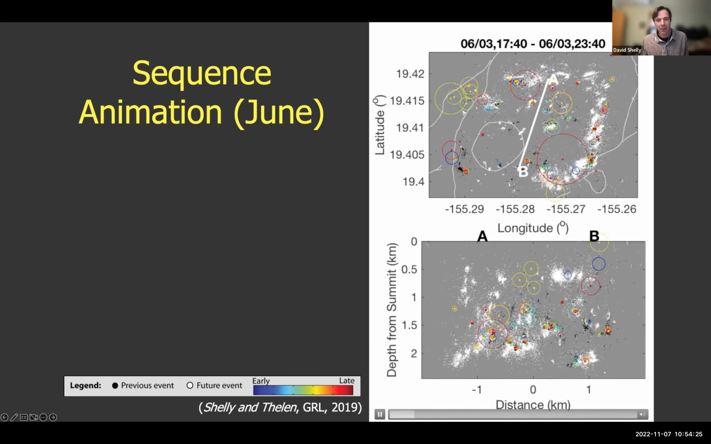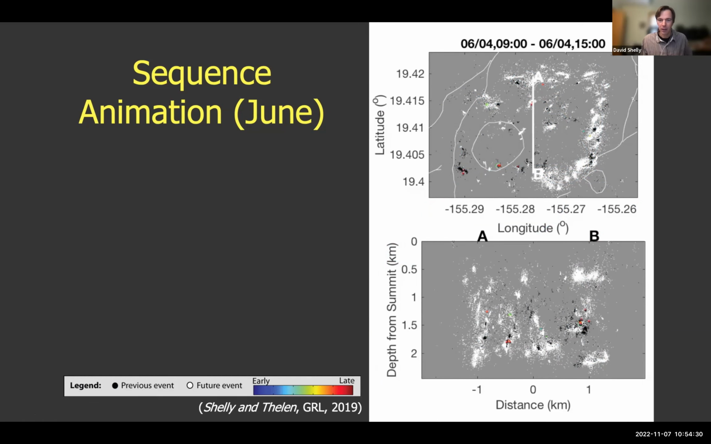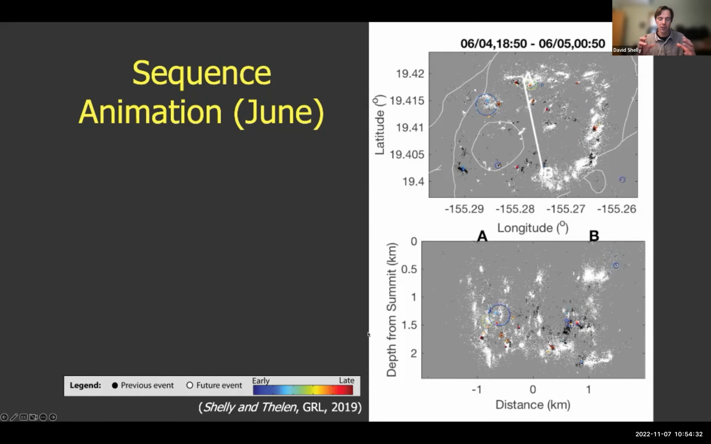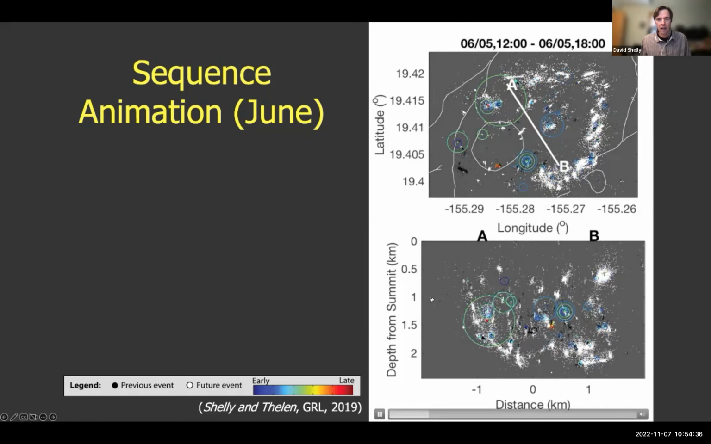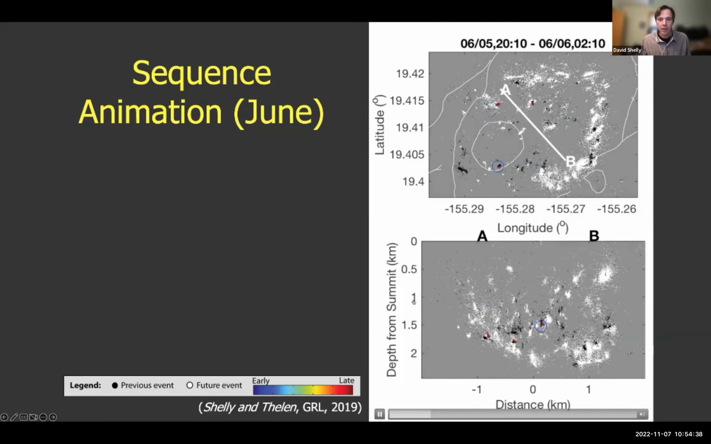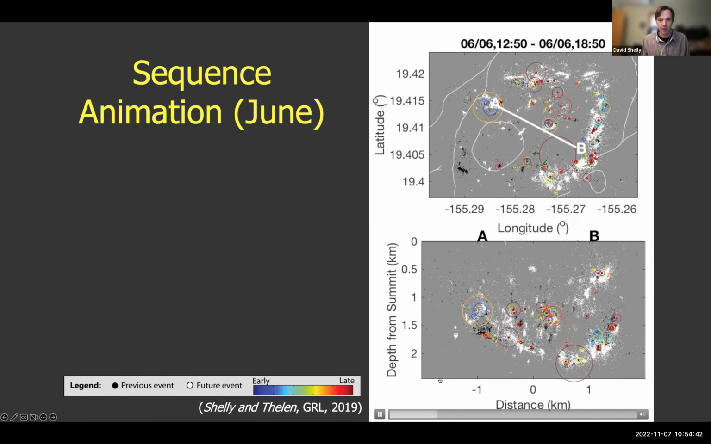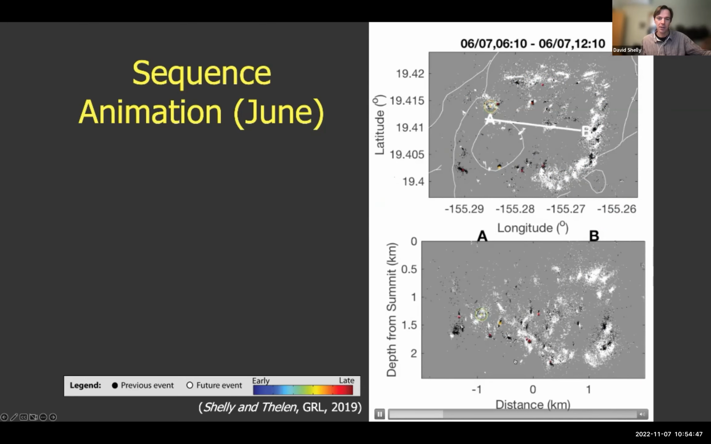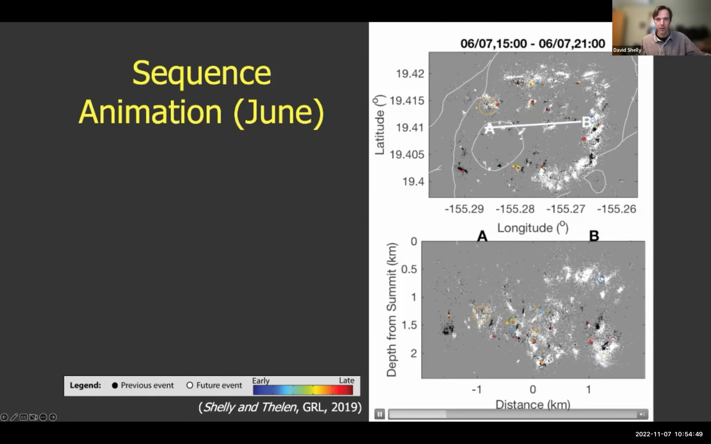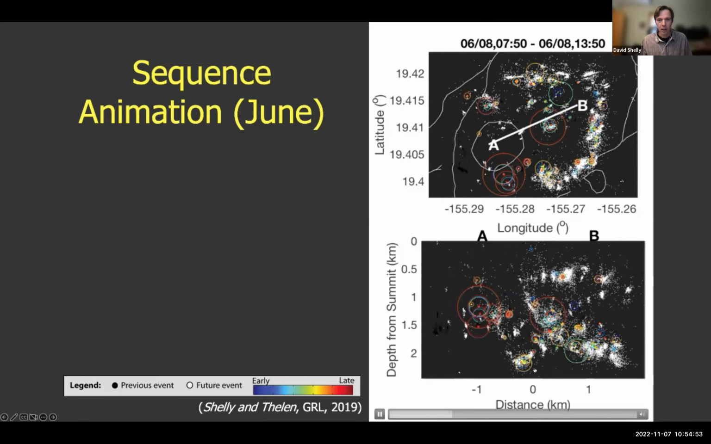The circles are scaled according to a naive estimate of physical source dimension, just assuming a 3 megapascal stress drop. But it gives you a sense of the relative size of some of these events. So you can see seismicity ramps up, the collapse event happens, things get real quiet for at least a few hours before they start ramping up again.